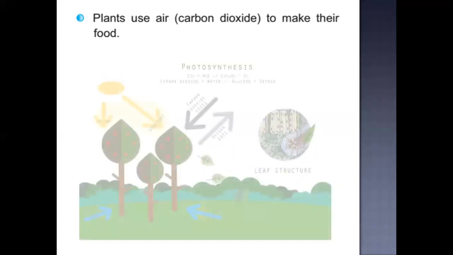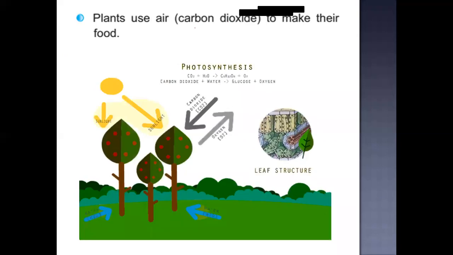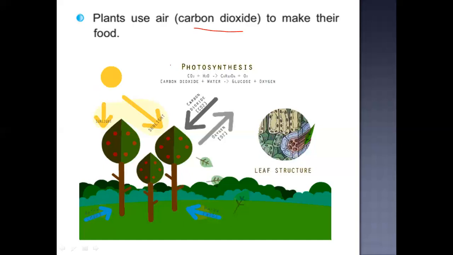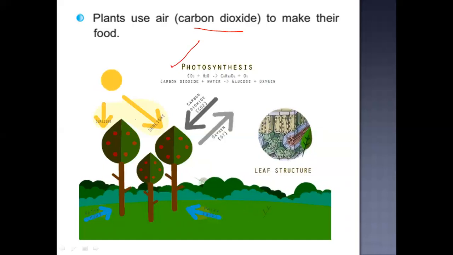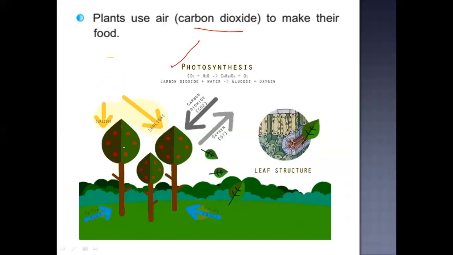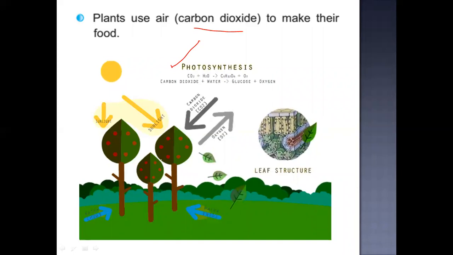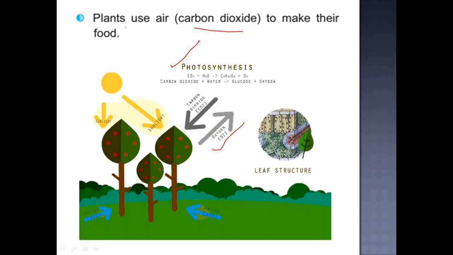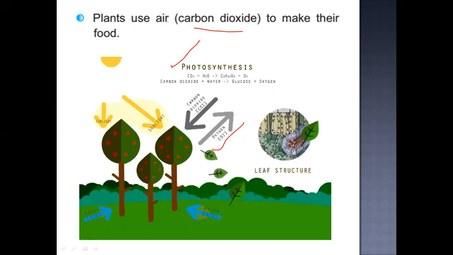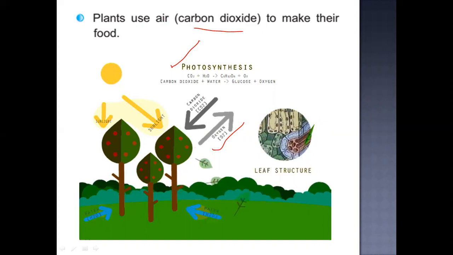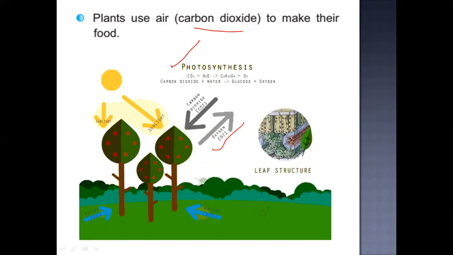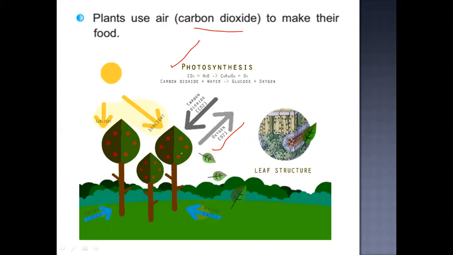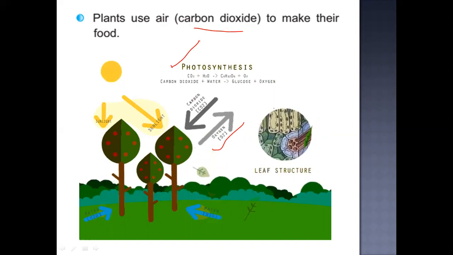Next, plants use air, that is carbon dioxide, to make their food. We have studied this in detail in photosynthesis, and we know that in the presence of sunlight and carbon dioxide, plants make glucose and give out oxygen. So plants use air, and in the air carbon dioxide is present, which is absorbed by the leaf, and they do the photosynthesis process.